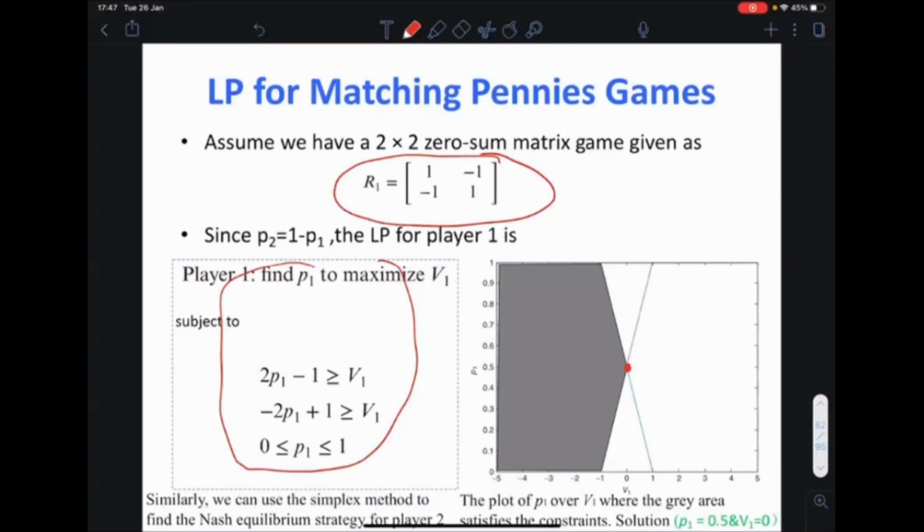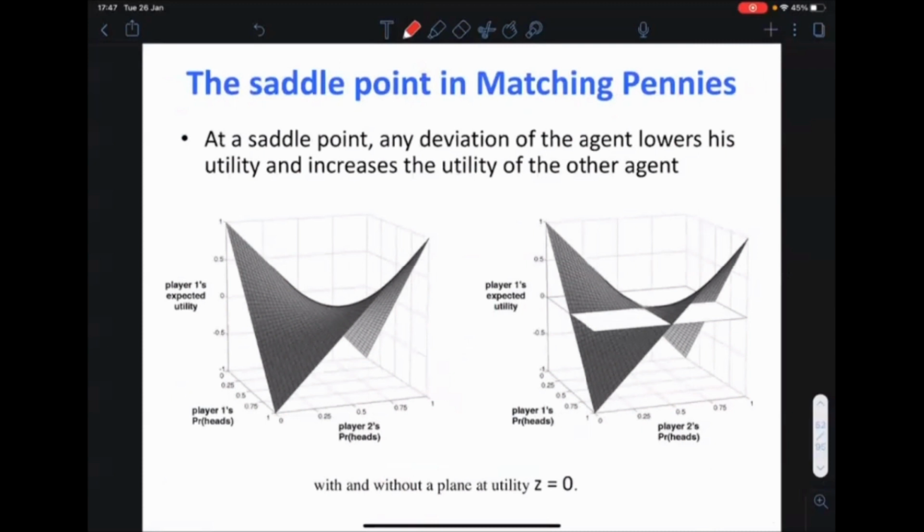So which gives the value V1 is 0. And in min-max, in fact, the optimal one is at the saddle point, right? You can see that at any deviation from the saddle point, the agent would lower his utility, and therefore increase the utility of others.